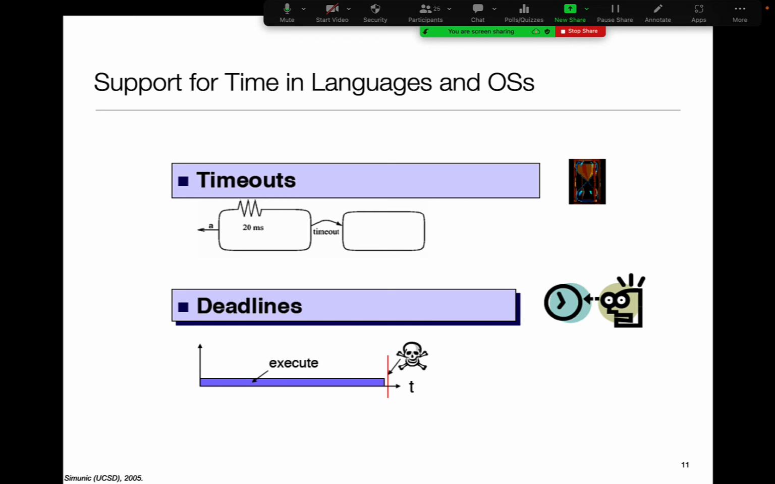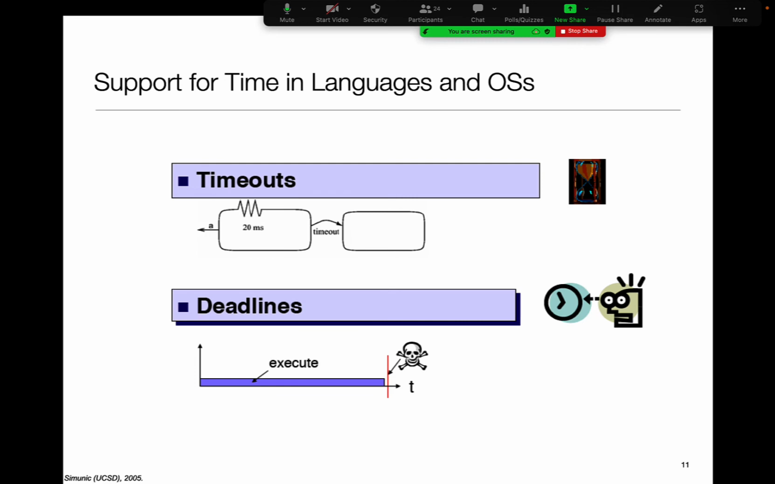The other way to do it is to repeatedly check with the serial port. Do you have something for me to read? Do you have something for me to read? So you do a non-blocking IO, right? As in you just poll the thing. So anyway, timeouts are important.